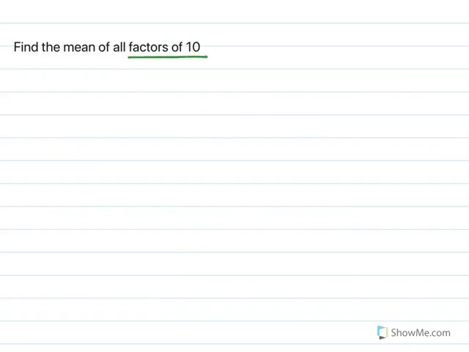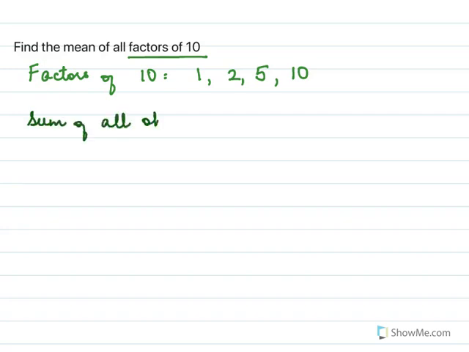Find the mean of all factors of 10. So first let us find the factors of 10. It is 1, 2, not 3, not 4, 5, not 6, not 7, not 8, not 9, and 10. These are the factors of 10. So we need to first find out the sum of observations, and that is 1 plus 2 plus 5 plus 10, so equal to 18.